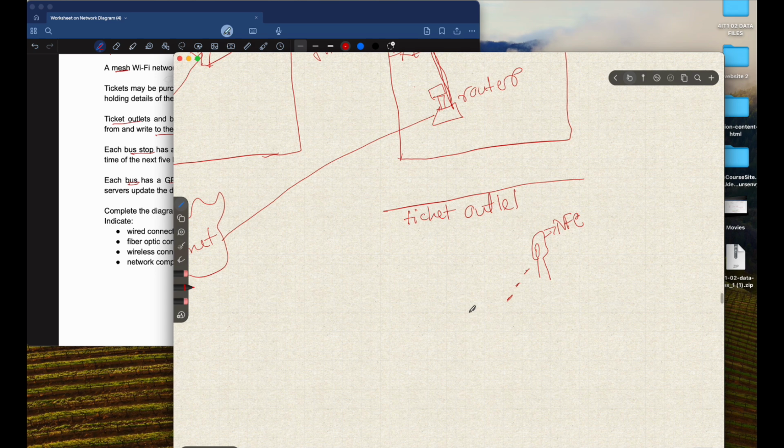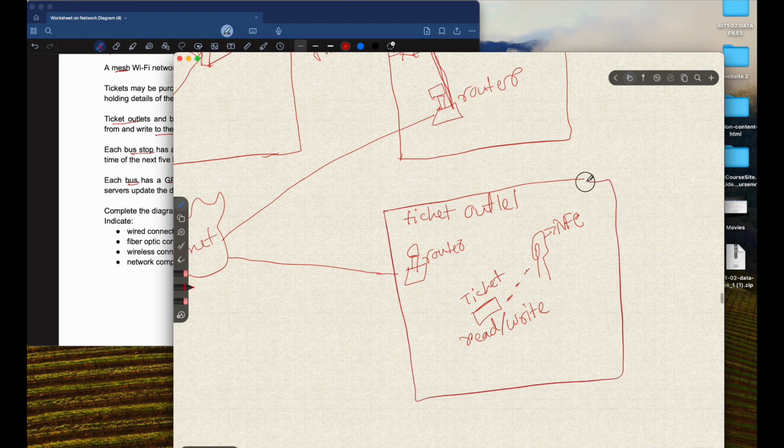And here we'll add a ticket, suppose this is considered as a ticket, and it is used for read and write purposes only. Read or write, right? Because the NFC is able to update or read the value inside the ticket. So how the NFC works is it sends the data to the server, and for that it needs internet, right? So obviously there will be a router here as well, and this router will be connected with the NFC. So this is an example of a ticket outlet.